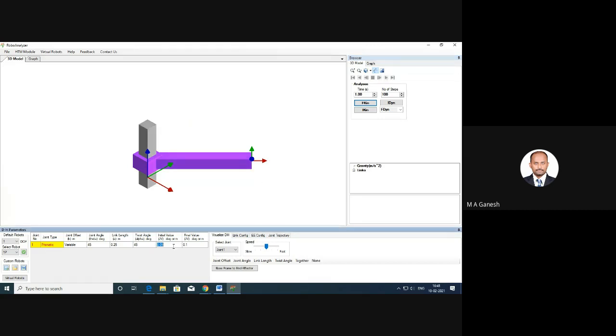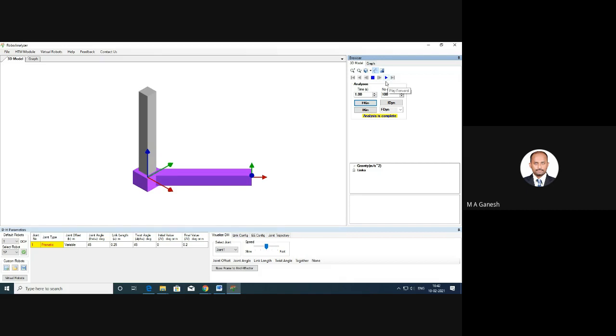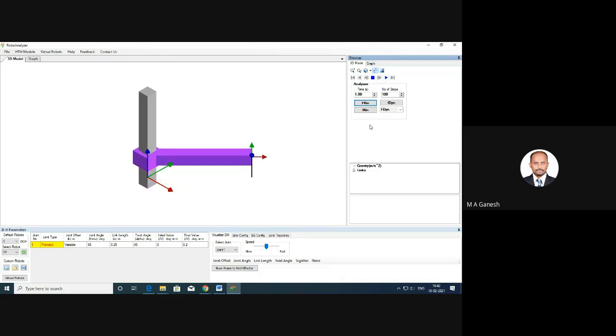So initial value, the movement of the prismatic joint from 0 to 0.1, 0.2. So when you run this, you will get a corresponding trajectory.